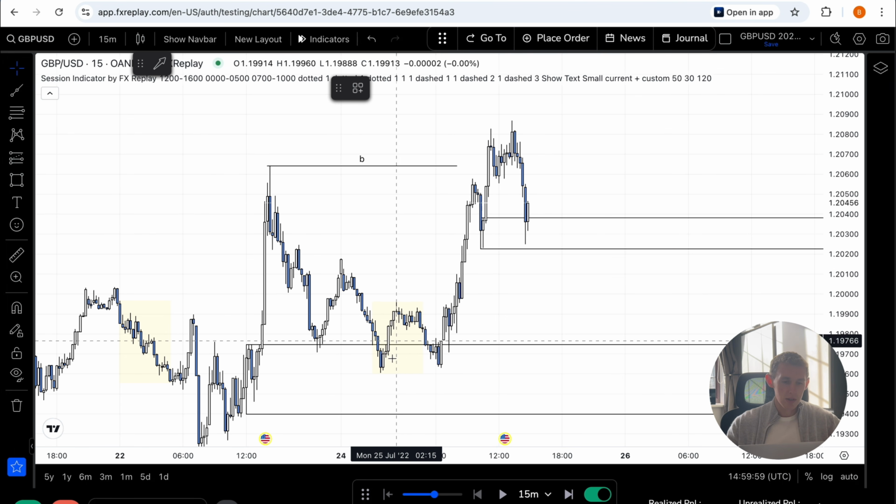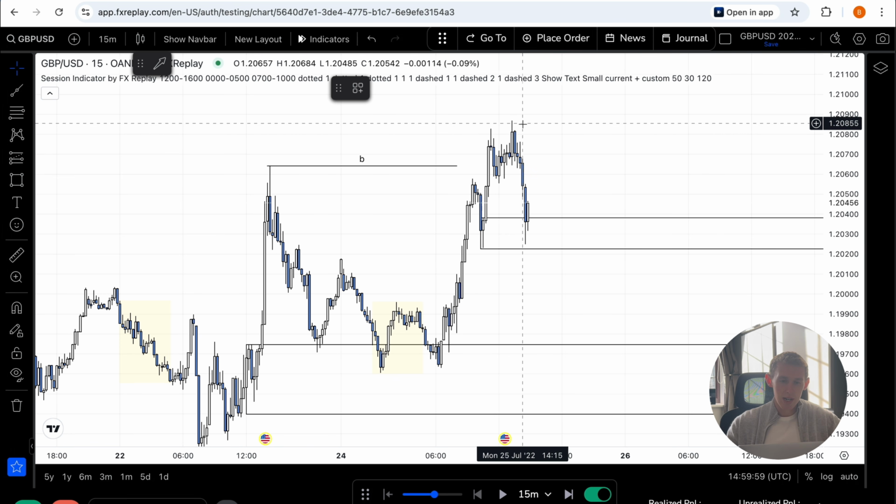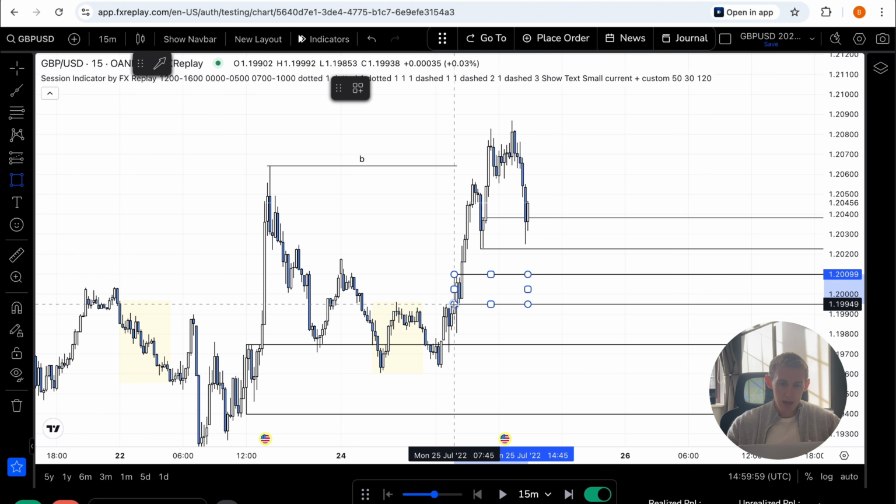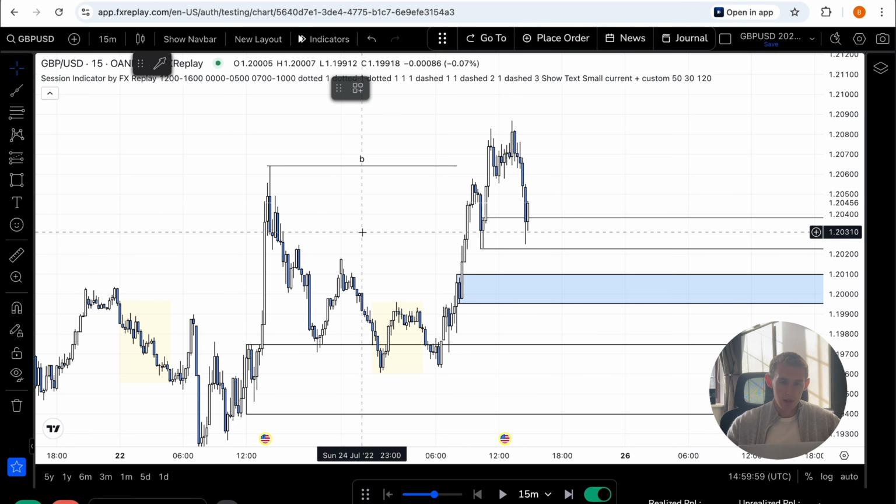Essentially, with the points of interest, I'm looking in the current trading leg, so between the low and the high, and I'm looking for price to respect one of these areas of demand and continue higher from there. We also have this lower one as well.